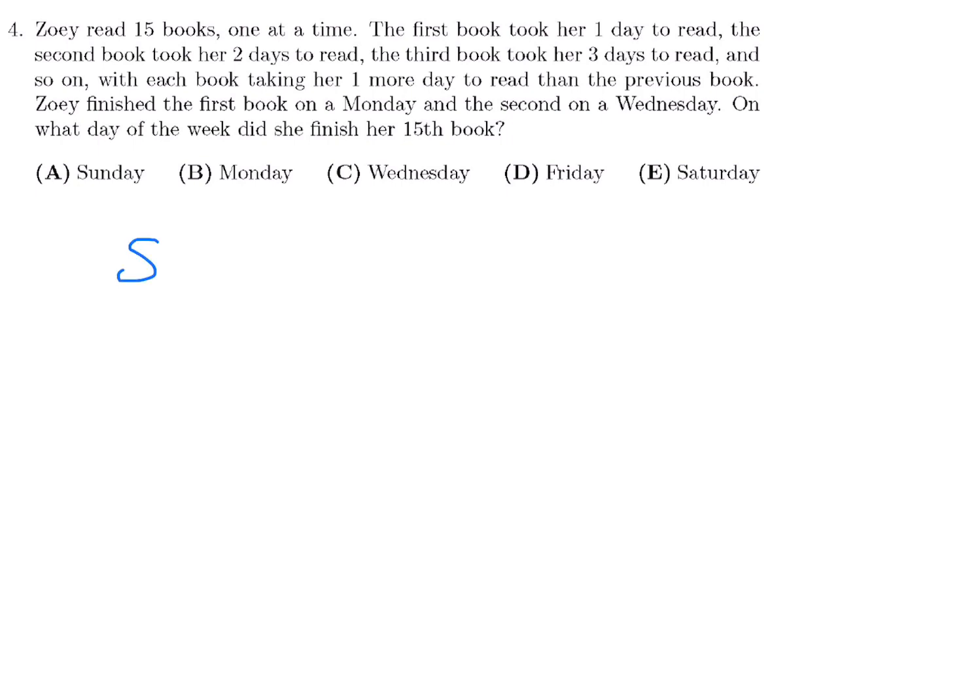Well, we'll make a little calendar: Sunday, Monday, Tuesday, Wednesday, Thursday, Friday, and Saturday. So she finished her first book on a Monday, so F1, finished 1. Finished her second book on a Wednesday, sorry. So that'd be F2 goes here. So I guess she started reading here. It took her 1 day to read the first book, that's why she finished there, and then took her an additional 2 days to finish the second book, and that's why she's there.